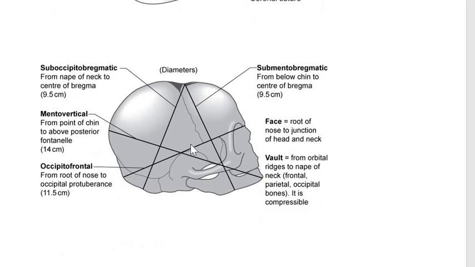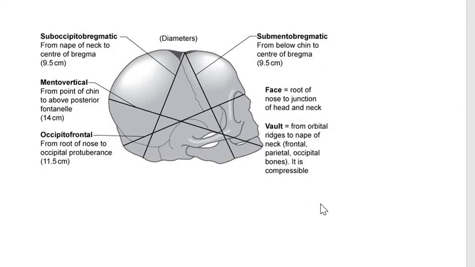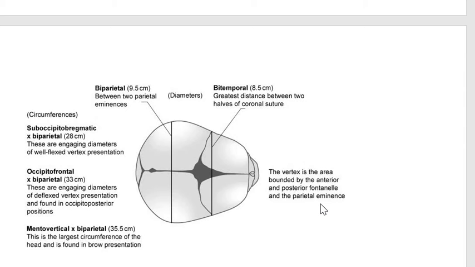So then you should know the other diameters, which one is the suboccipitobregmatic, submentobregmatic, and this is our occipitofrontal diameter, and this is the mentovertical diameter, and then this is like occipitofrontal. This diameter you are looking at, this one, this is the face presentation like that. So that is one thing. And where is the what of the baby?